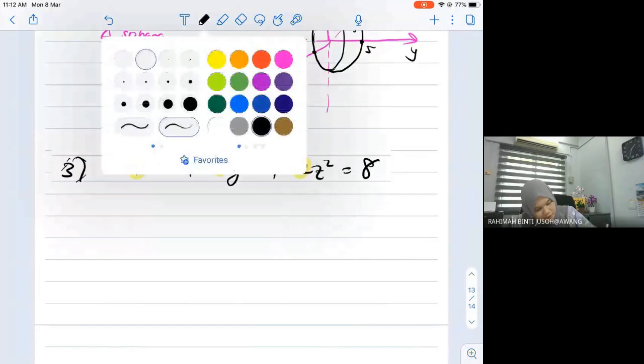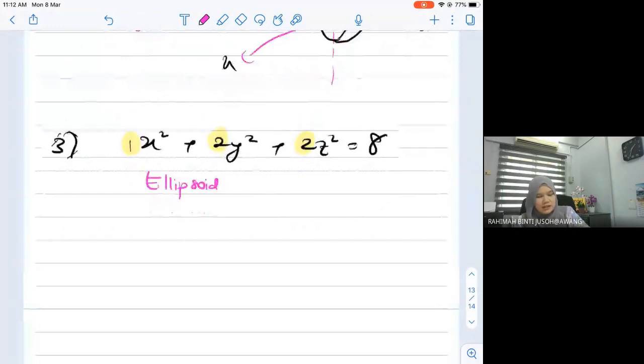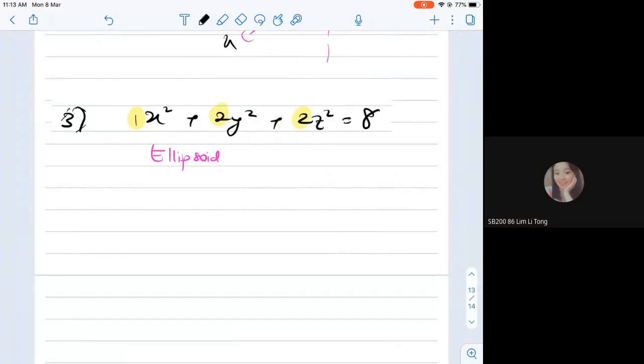Sebab dia tak sama, ellipsoid. Ellipsoid ni macam bentuk bola rugby tu guys. Macam bentuk bola rugby. So right now here guys, kalau saya tak solve lagi ni, you boleh imagine tak dia punya magic axis kat mana? What's the magic axis of this ellipsoid? Part C. Yes. X. Very good.